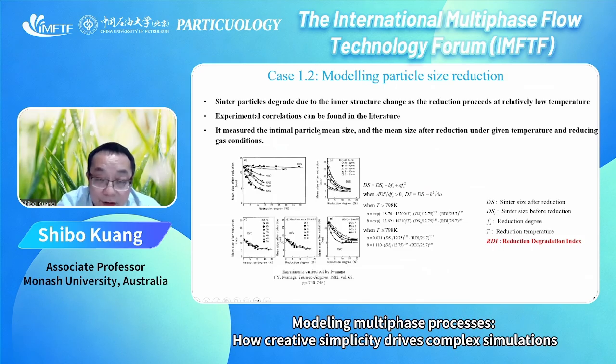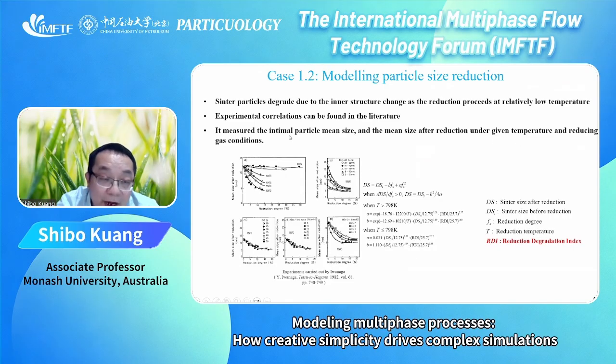So the second application we consider, or model development, is particle size reduction. This is a very widely researched topic. Many methods have been developed to simulate this phenomenon, such as the particle breakage function, population balance model, etc. So in our research, we combine physical measurements with numerical models. According to our literature study, we found that some research measures particle size reduction under given temperature and reducing gas conditions. So that means here we needed these two pieces of information.